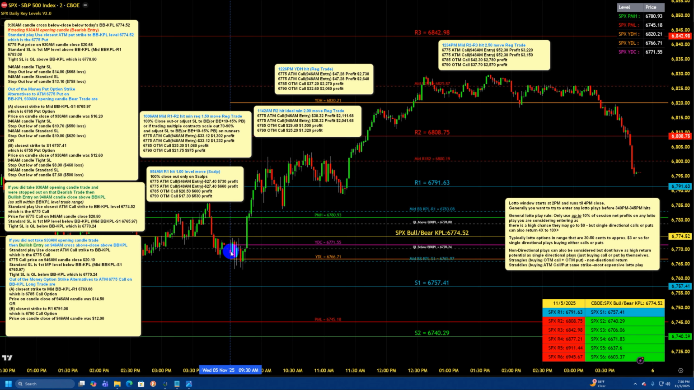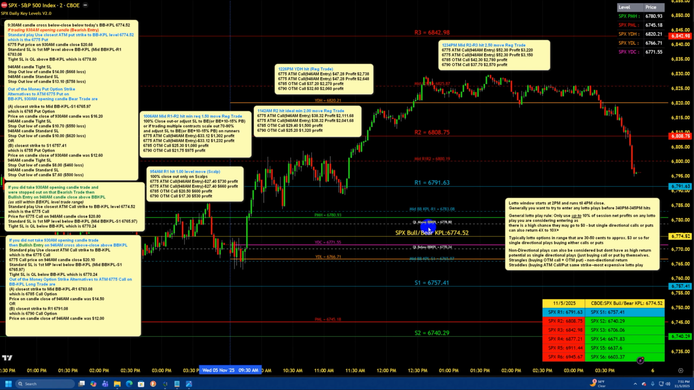Meaning that you do not have to take the opening trade. You can simply wait for price action to dictate and come to the zone that you prefer to take your trade on, and the level that you prefer to take your bullish or bearish trade on. Just keep in mind that with this indicator, the levels that you take your trades on are the bull bear key price level and any of the main R and S levels, meaning the R1 through R6 and S1 through S6.